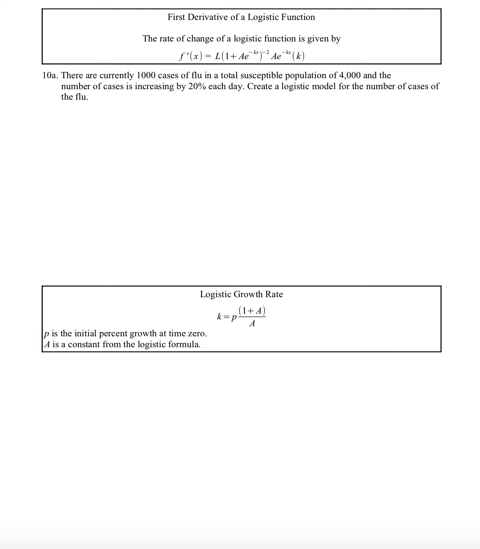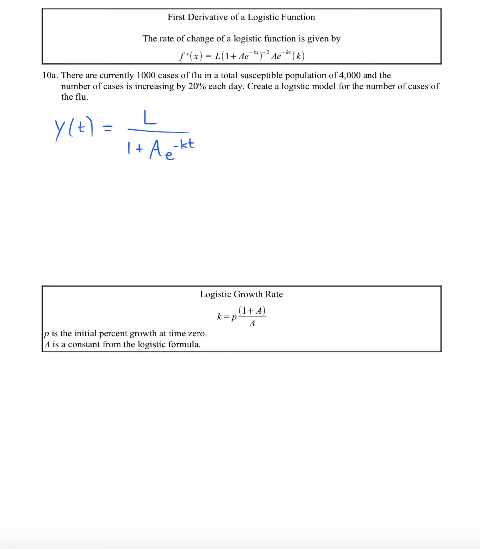So, we'll want to start with the general form of a logistic function, L over 1 plus A e to the negative kt. This time we're not given the growth rate or the A value. We have to find them all.